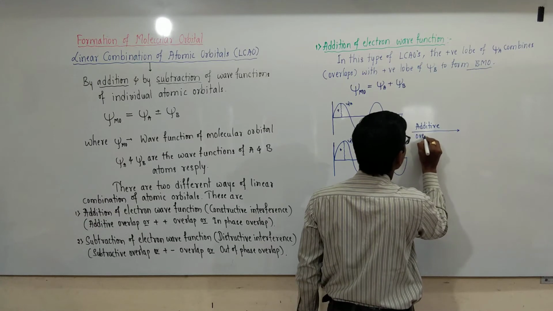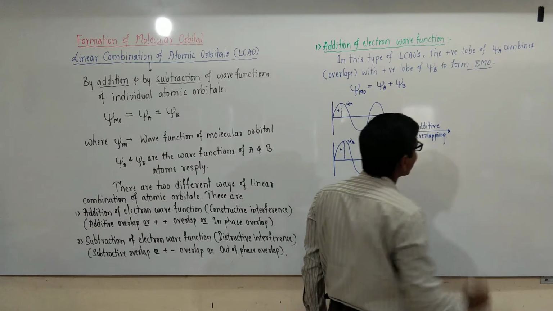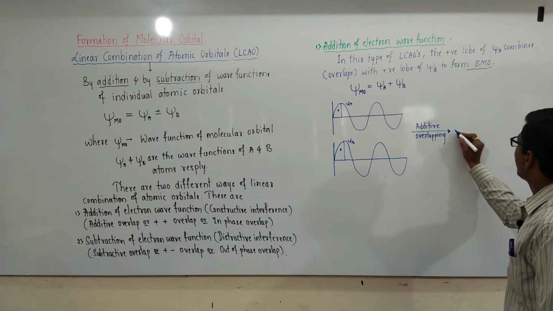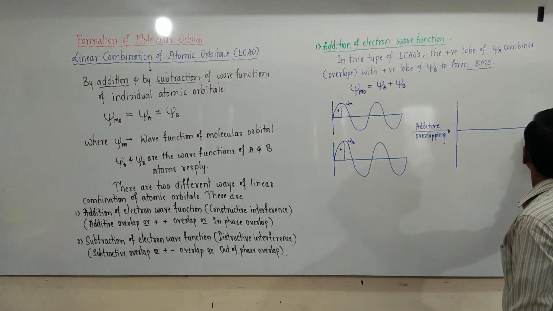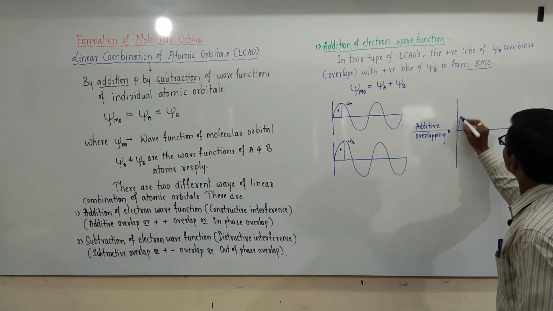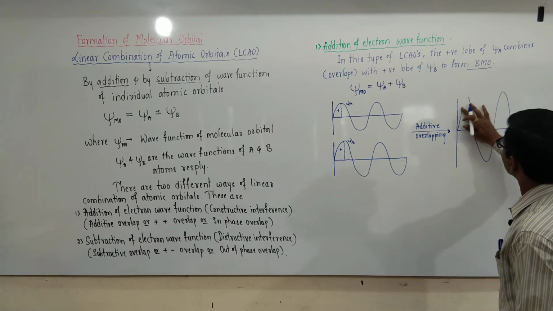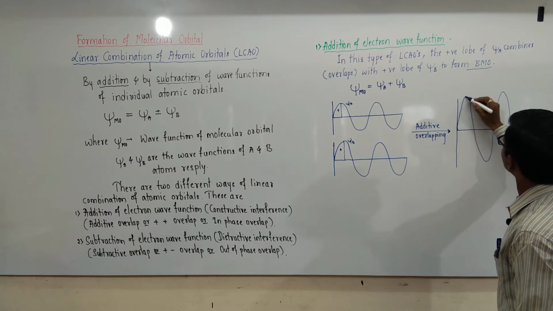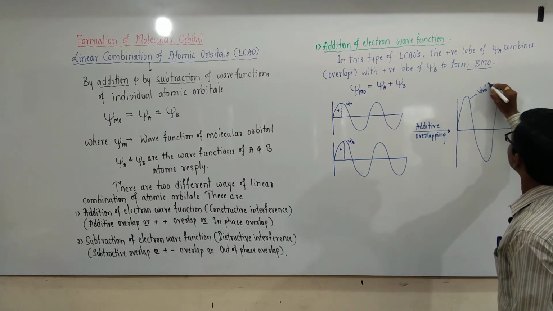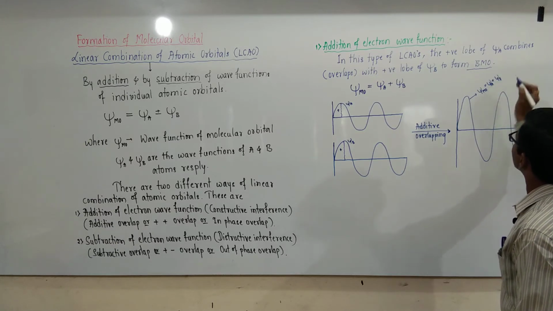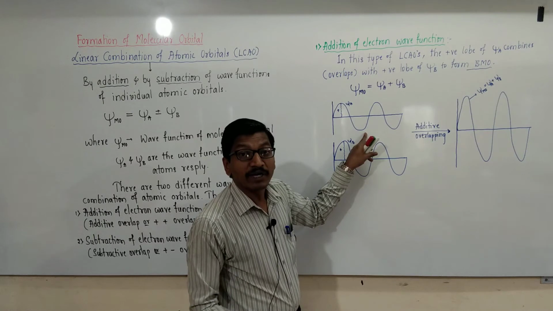Additive overlapping of two electron wave functions of atom A and B gives this psi MO, that is equal to psi A plus psi B. The amplitude of molecular orbital is more than that of the amplitudes of atomic orbitals.